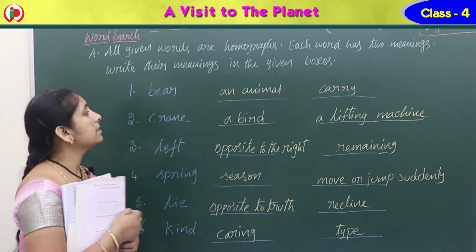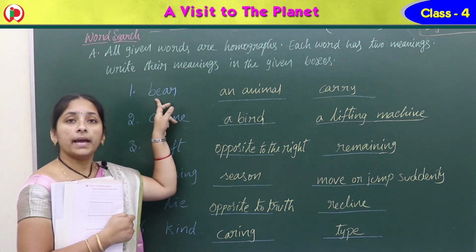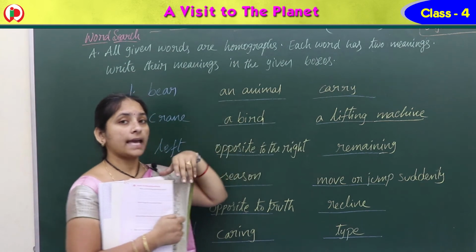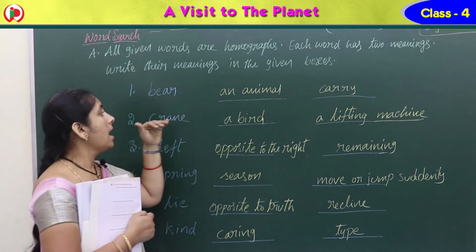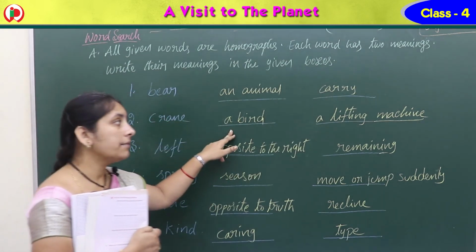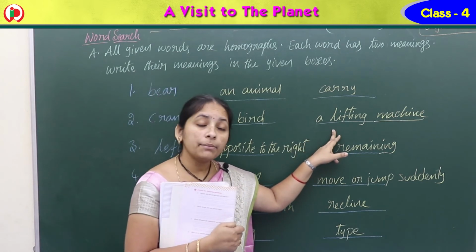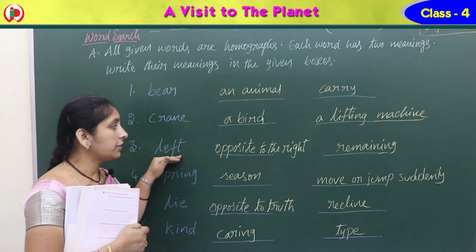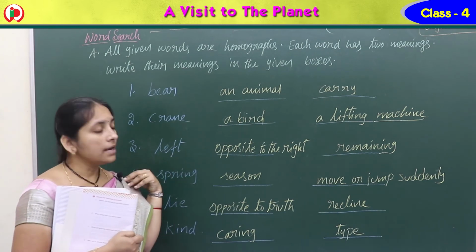So what are the names? You see those ones. So one is bear. Bear is an animal, and carry also is a meaning we get. To carry something, we call it bear it. And crane. Crane is a bird we have, and a lifting machine also we have. And left. Left means opposite to the right side.